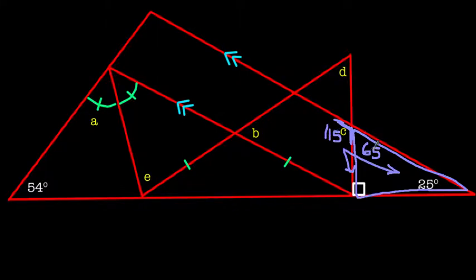Alright, 65 I could also throw up here. 115 I could throw over there because they're vertical pairs. Alright, am I answering parts of the question that got asked for? Not by doing that, but I am showing that I know stuff, and maybe this 65 eventually will help me find D. Okay?